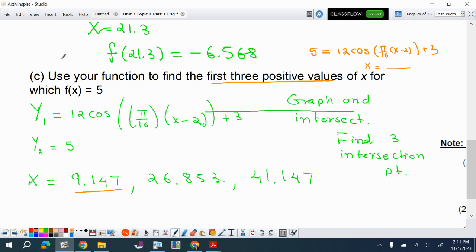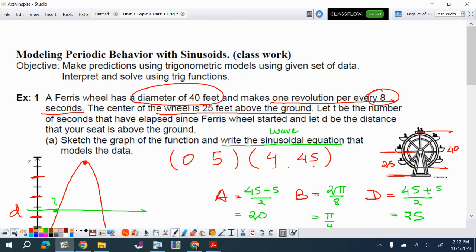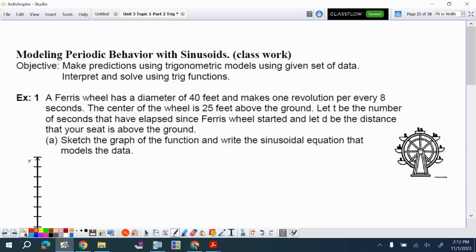So now let's take a look at the word problem, which has some story involved. Here we are going to look at the most classic scenario, the Ferris wheel problem, which you have already learned so many times in Algebra 2. Diameter is 40 feet, which means radius is 20. One revolution every 8 seconds, which means period is 8 seconds. Wheel is 25 feet above the ground.